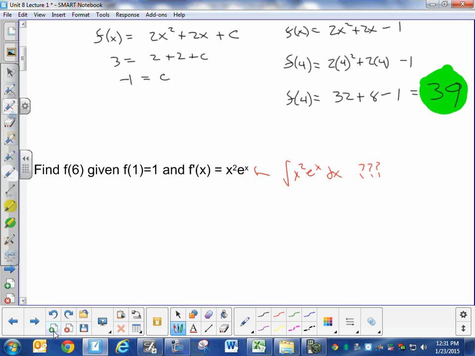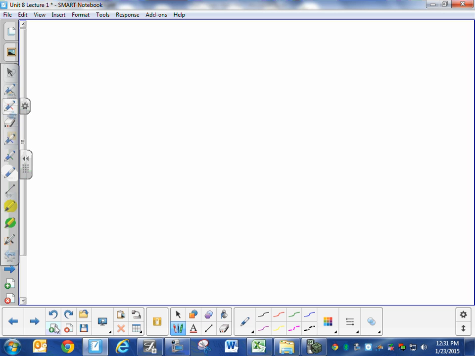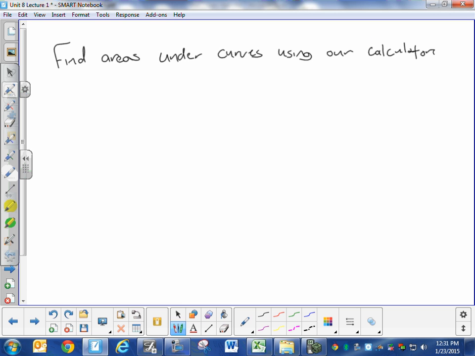Let's kind of do a little pause on these differential equations, and let's find areas under curves using our calculators. Okay, your calculator can find the exact area under the curve. So say the area from 0 to 4 of x squared dx.